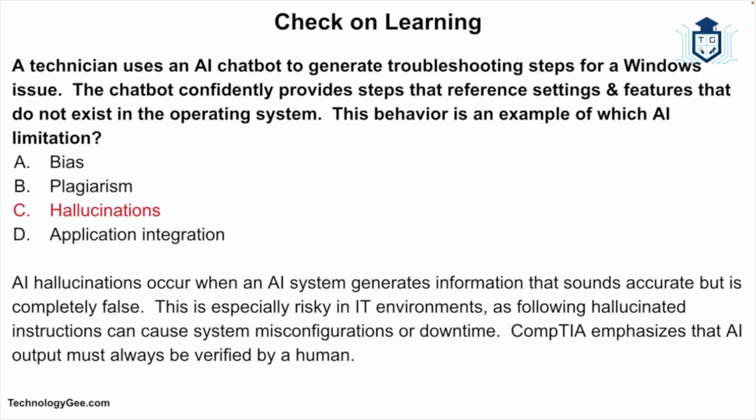AI hallucinations occur when an AI system generates information that sounds accurate but is completely false. This is especially risky in IT environments, as following hallucinated instructions can cause system misconfigurations or downtime. And CompTIA emphasizes that AI output must always be verified by a human.